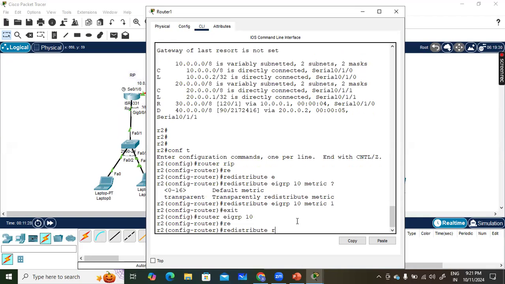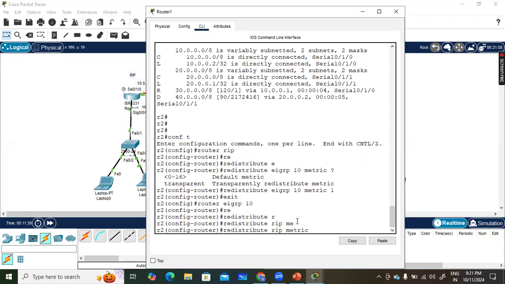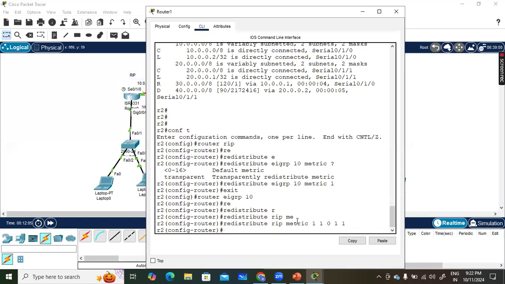Redistribute RIP with metric. I hope you remember the K values of EIGRP. Do you remember each and every one of you, or did you forget? Tell me. Yeah. Remember K1, K2, K3, K4, K5. Okay. Now we have to allocate the values of those K values. So I'm just going to use the default values. By default, K1 value is 1. K2 value is also 1. K3 value is 0, which is delay. K4 reliability 1. K5 MTU 1. Press enter and then exit.